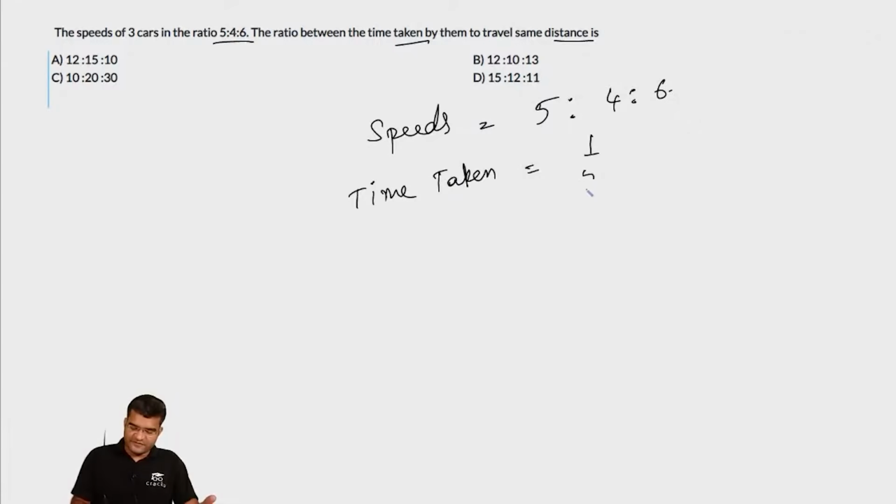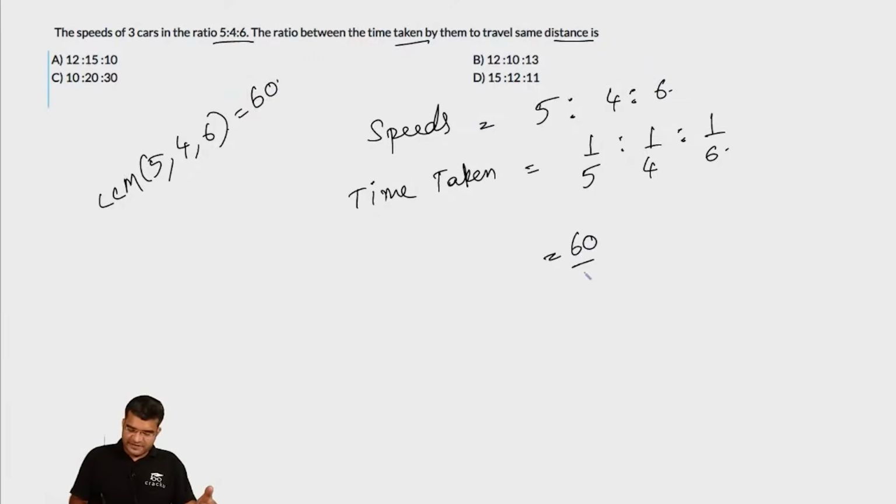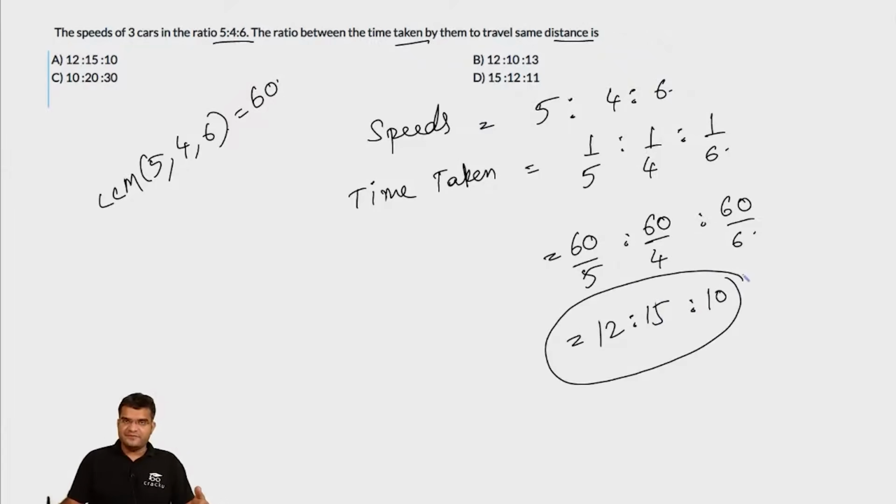So it will be in the ratio of 1 by 5 is to 1 by 4 is to 1 by 6. To simplify this ratio, let us multiply all the terms of this ratio by the LCM of 5, 4 and 6. What is the LCM of 5, 4 and 6? That is equal to 60. So the required ratio is 60 by 5 is to 60 by 4 is to 60 by 6. This is equal to 12 is to 15 is to 10. So to cover the same distance, the time taken will be in the ratio of 12 is to 15 is to 10, which is option B.